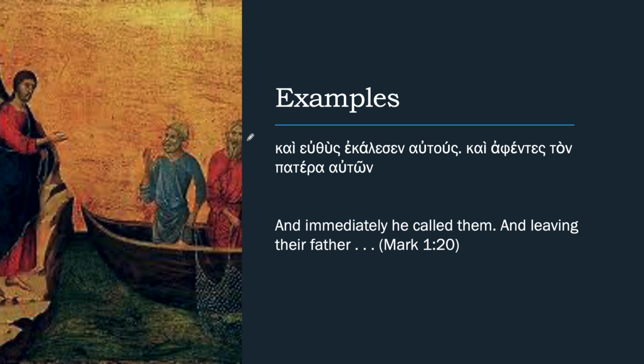Kai euthus ekalesen autous, kai aphentes ton patera auton. Okay, so you have, and immediately he called them, and leaving their father, and the clause goes on, they followed him. So you have autous, which is accusative plural. It's the direct object of that verb, and aphentes is a participle, which we'll learn about. Here you have patera, which is accusative, and it's the direct object of that participle, and auton is a genitive, so it's their father. They left their father.